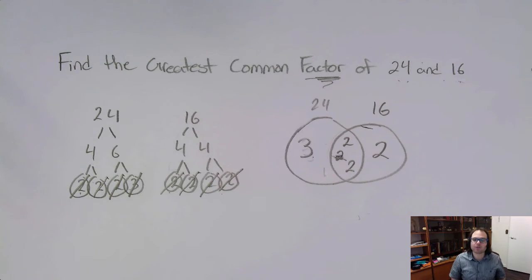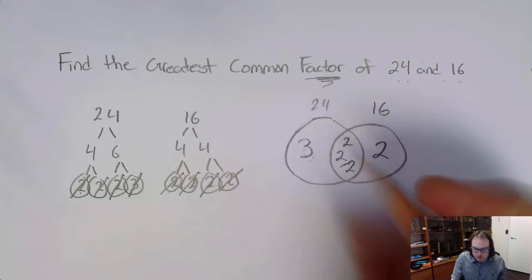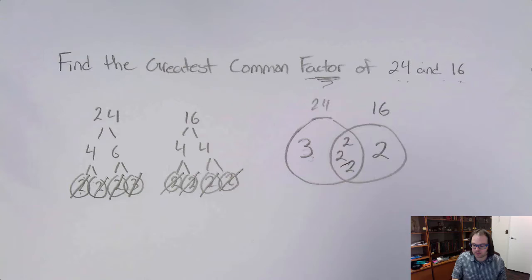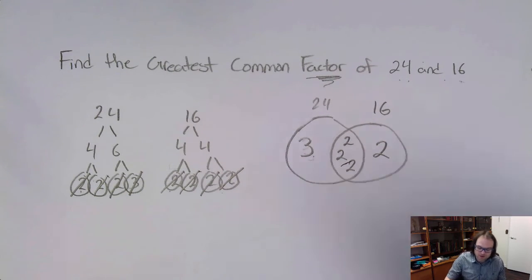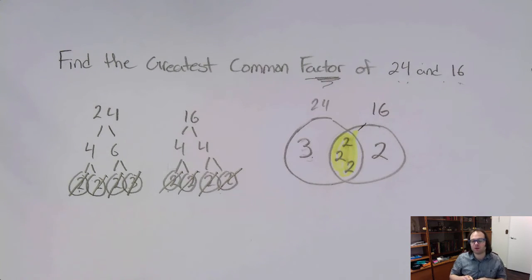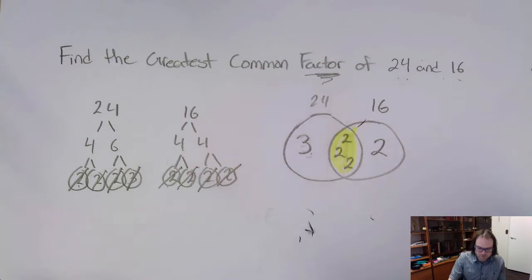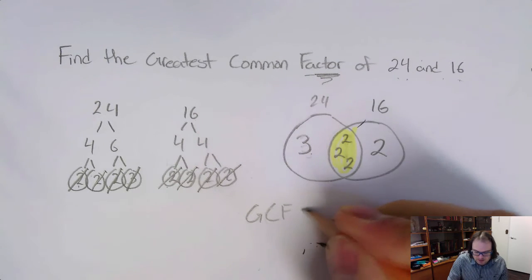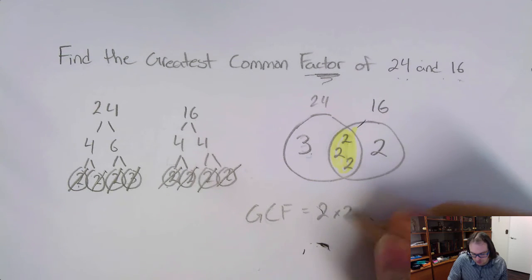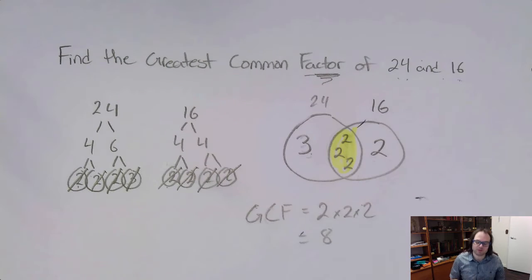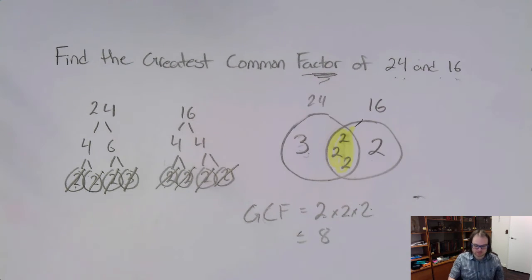Now if we remember, for lowest common multiple, we had to multiply everything in the whole circles, in both circles together. For the greatest common factor, we only want this highlighted middle part. That's the only part we're interested in, is the overlap. So in this case, my greatest common factor is equal to 2 times 2 times 2, which is equal to 8, because 2 times 2 is 4, times 2 is 8. Let's take a look at my second question here.